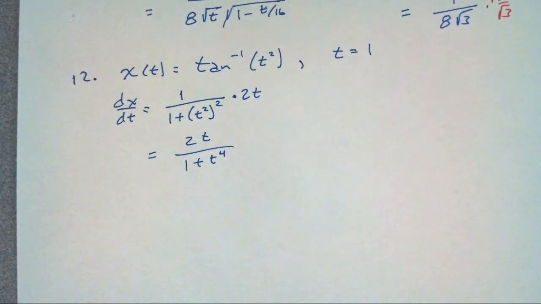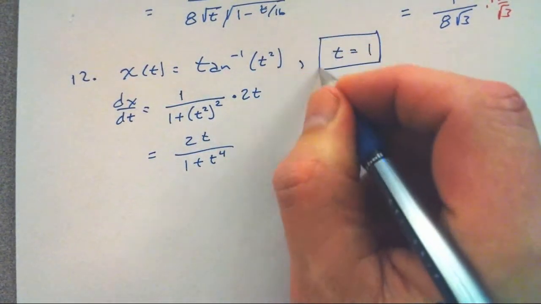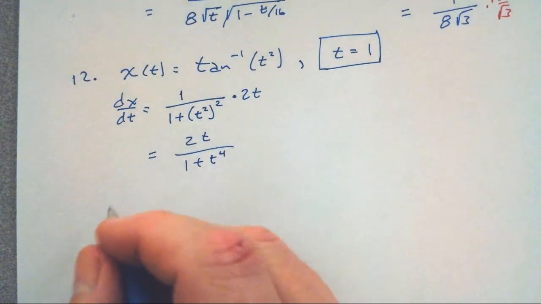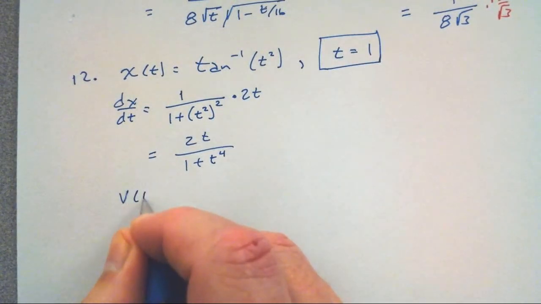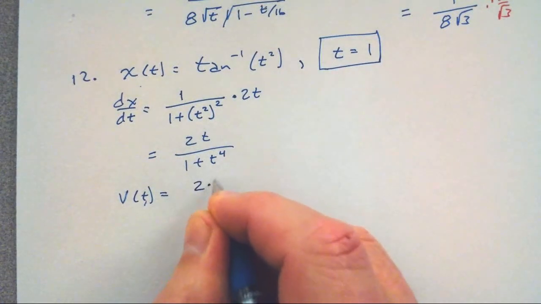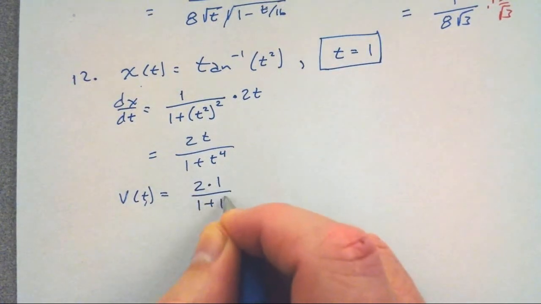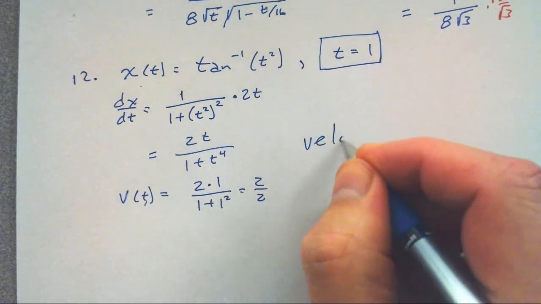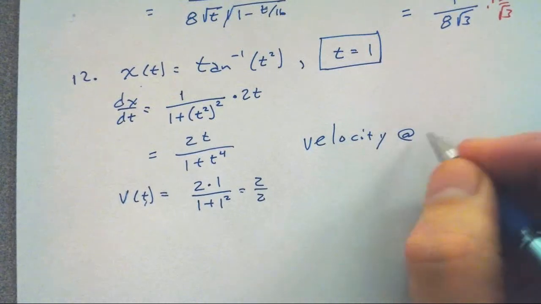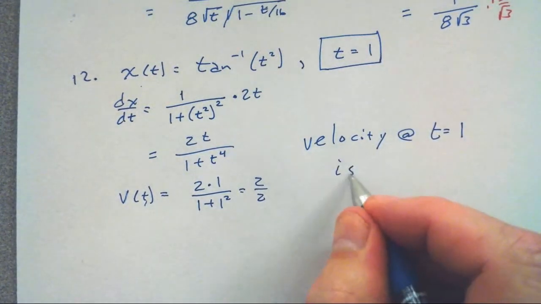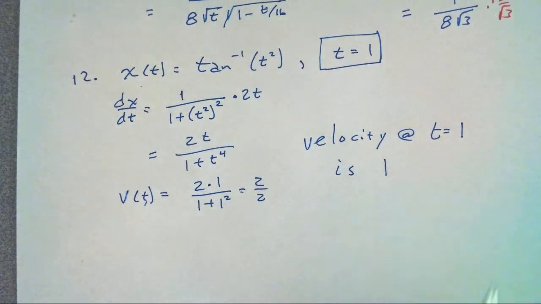I don't care about simplifying this that much. I care about what's happening when t equals 1. So this is, we could even call it velocity with respect to t. That is the first derivative of our position as we spoke about earlier. So that would be 2 times 1 on 1 plus 1 squared, or 2 on 2. So velocity at t equals 1 is 1.